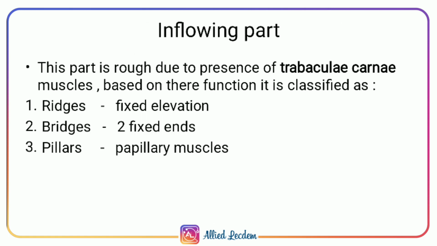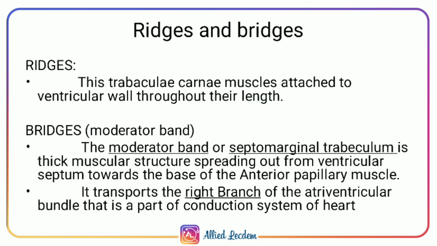Inflowing part. This part is rough due to the presence of trabeculae carneae muscles. Based on the function of this muscle, it is classified as ridges, fixed elevation; bridges, two fixed ends; and pillars, called papillary muscles. Ridges and bridges. What are ridges? The trabeculae carneae muscle attached to the ventricle wall throughout their length. These ridges are mostly present in the apical portion of the RV.